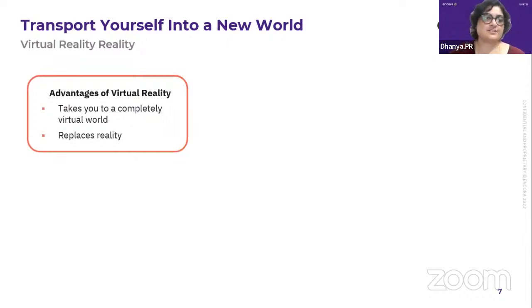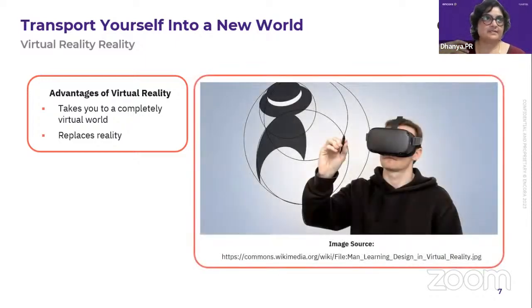Now, the VR, like we explained, AR is where you bring virtual objects into the real world. You still see the real world, but you can also see the virtual objects. That's how AR works. Now, when it comes to VR, it is a completely virtual world. So you need special devices to access this virtual world. It completely replaces the reality. Now, Google Cardboard, Oculus Rift, these are some of the devices that we usually use.